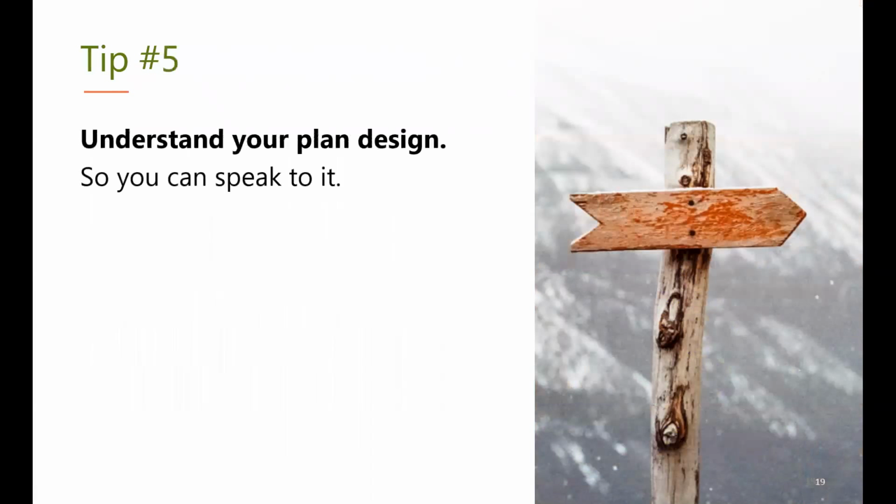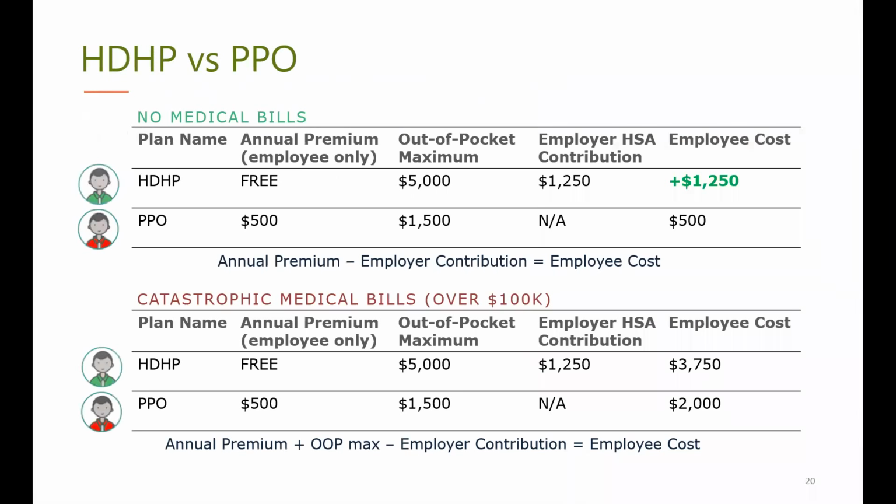So that brings us to tip 5. Understand your plan design. Make sure you're fluent in your plan design so you can help guide employees through their options based on their personal circumstances. So here are some hypothetical plans of cost. This is really for concept only to show you how you might help employees dimension their annual out-of-pocket costs.